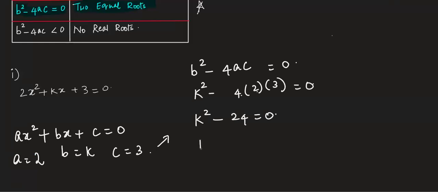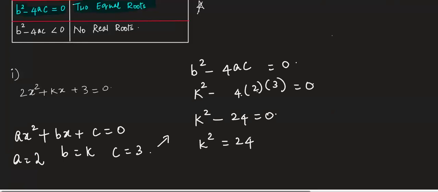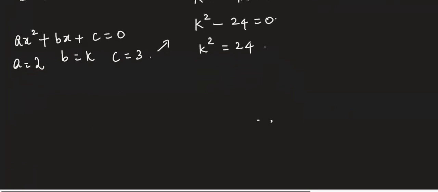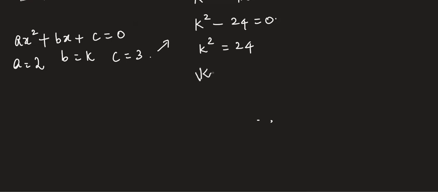Now, how do I find k? So take 24 to the other side. So k square is equal to positive 24. Now I don't want the value of k square, right? I want the value of only k. So what do I do now? Let's take the square root on both sides. So the square and root will go. So now this will become k is equal to square root of 24.